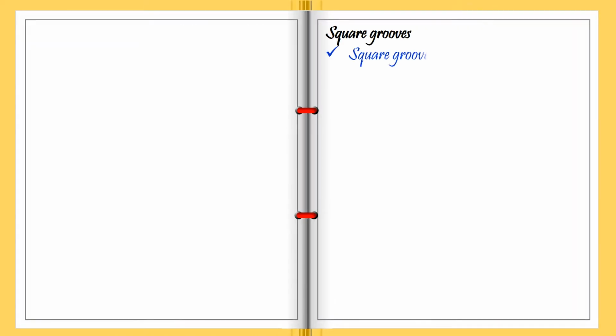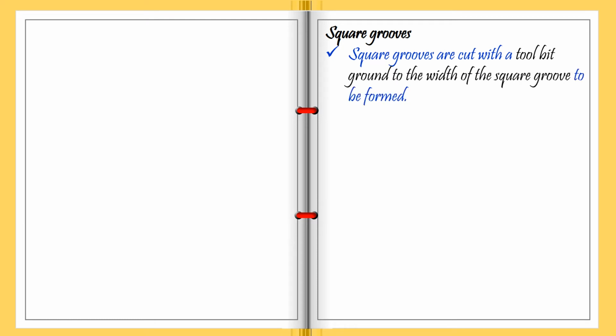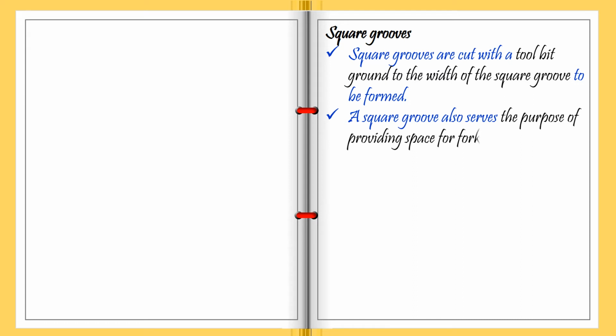Square grooves are cut with a tool bit ground to the width of the square groove to be formed. A square groove also serves the purpose of providing space for forks of shift levers in sliding gear assemblies.